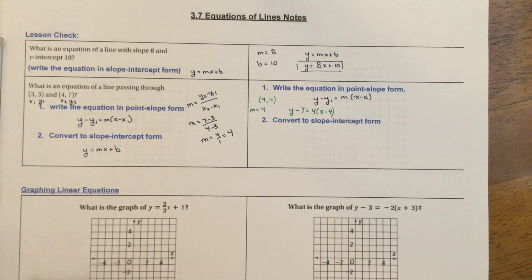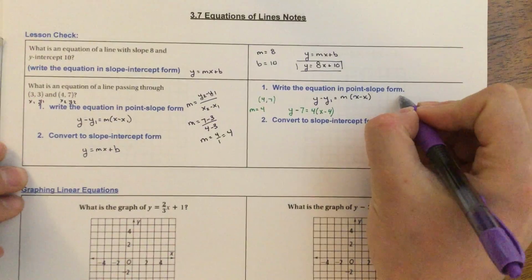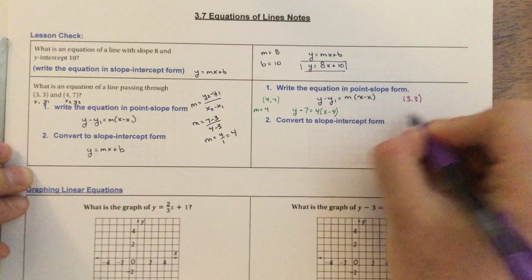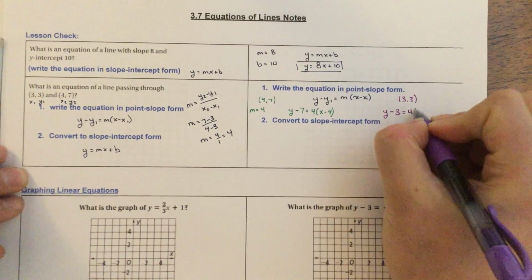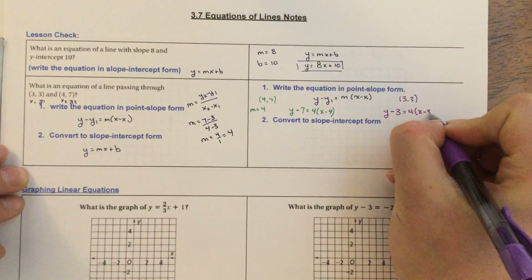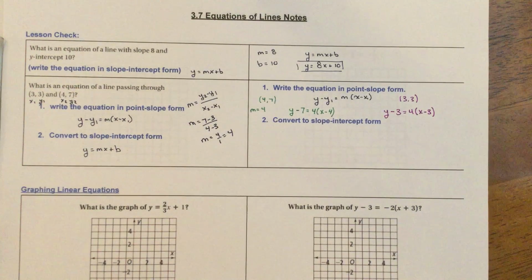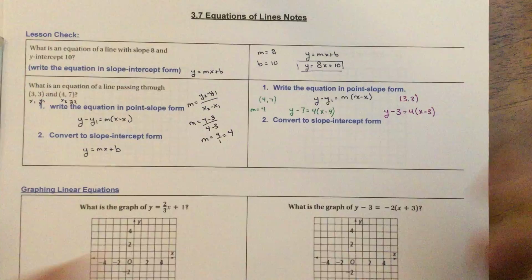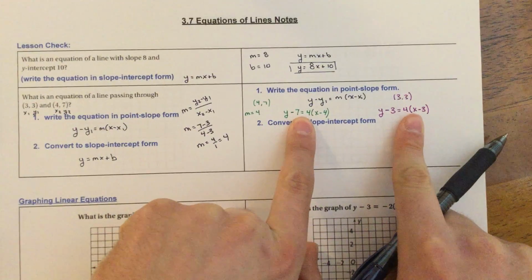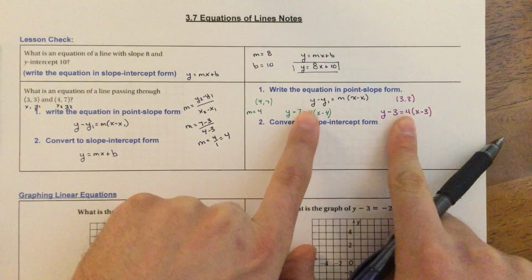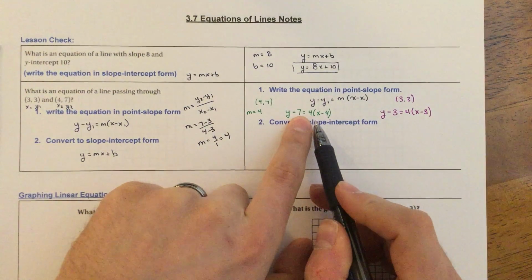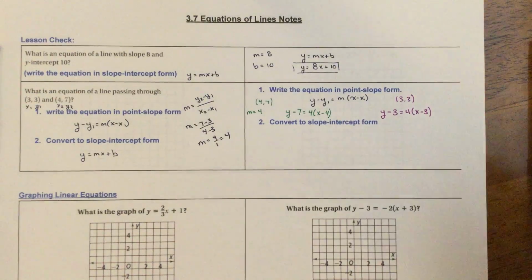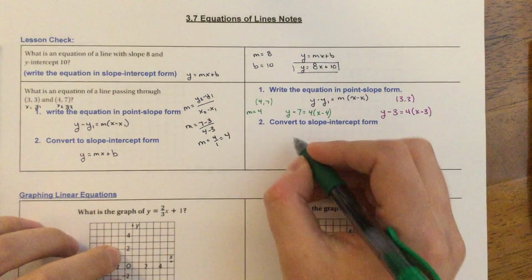Now, if you had written that with the other point, do you remember the other point was 3, 3? This formula could be written as y minus 3 equals 4 times x minus 3. Okay. These are both correct. These both represent the same linear equation, but we're going to now convert one of these into slope-intercept form. I'm going to choose this one. You could have chosen the purple one, but I'm going to use the green one for now.